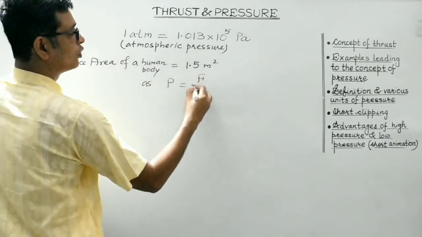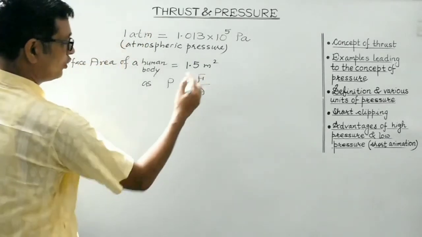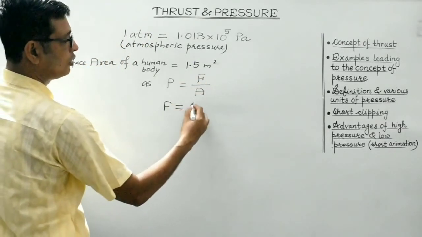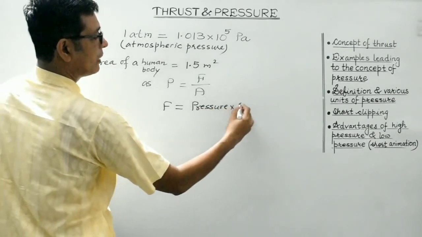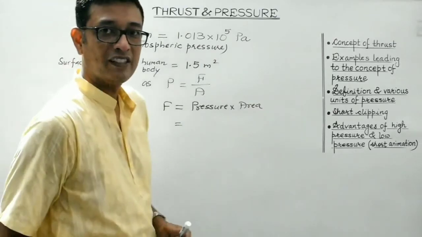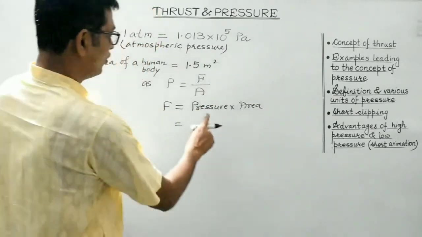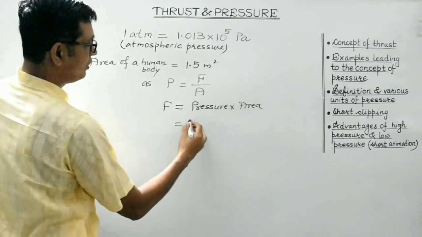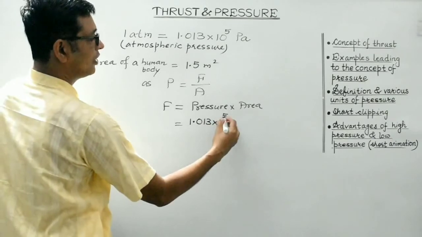pressure is force per unit area. This is the formula, isn't it? So force would be equal to pressure multiplied by area. So the force acting on our body due to the atmospheric pressure would be, what is the atmospheric pressure? It is 1.013 into 10 to the 5.